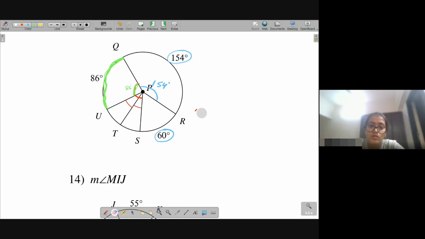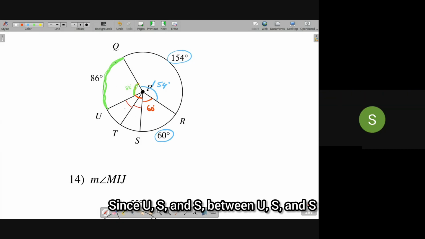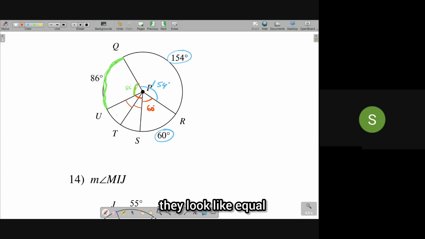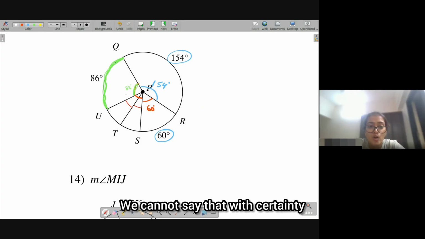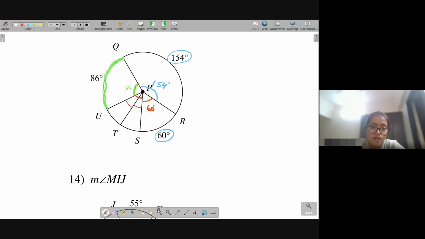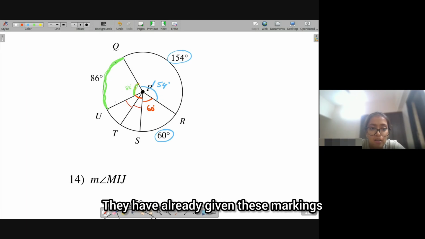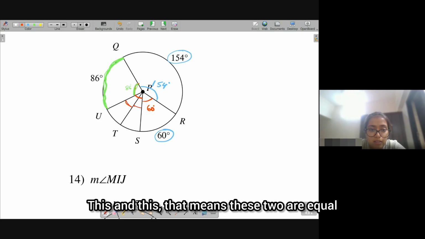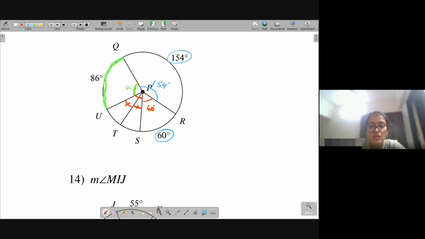Which one will be equal? Wait, so 154. This is 60. Since between US and SR they look equal, would that side also be 60? We cannot say that with certainty. It could be. They have already given these markings, this and this. That means these two are equal.